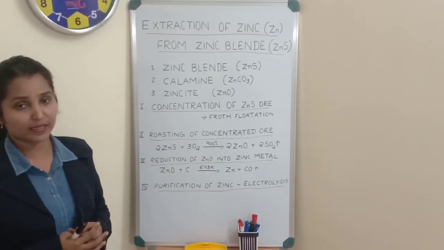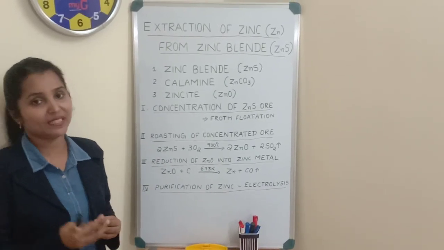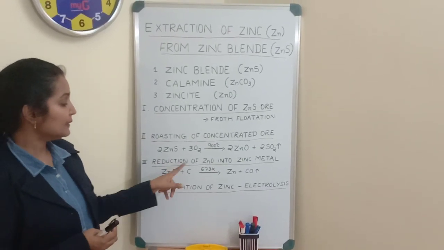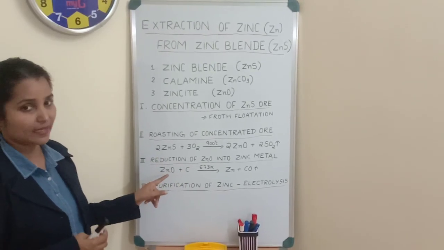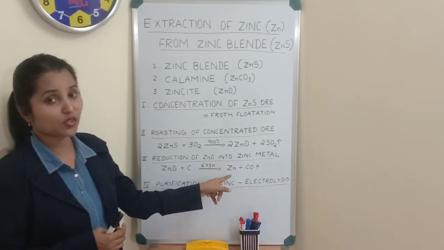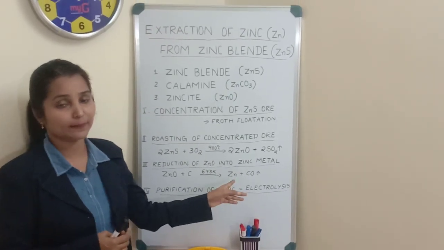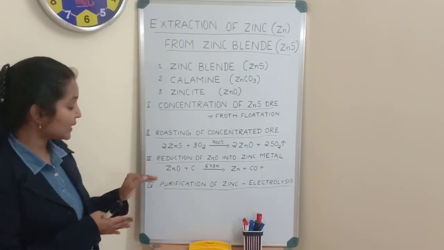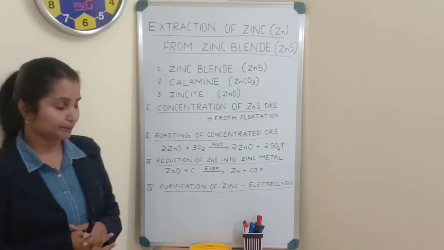Here reduction occurs. You know that whenever a compound undergoes reduction, the oxygen from it will be taken away. So here carbon or coke will act as the reducing agent. So zinc oxide, the metal oxide, will be reduced to zinc. And the zinc that is formed here is crude zinc. That should be purified. So the next step is purification of zinc or refining of zinc.